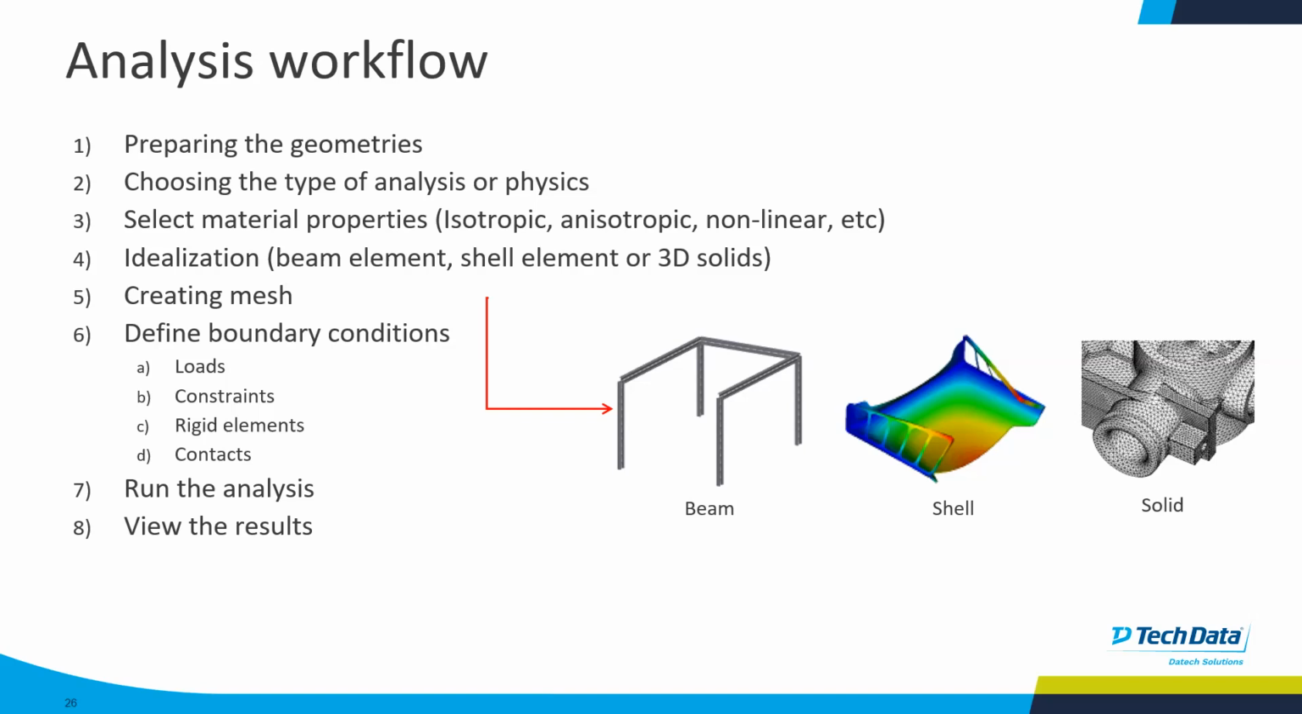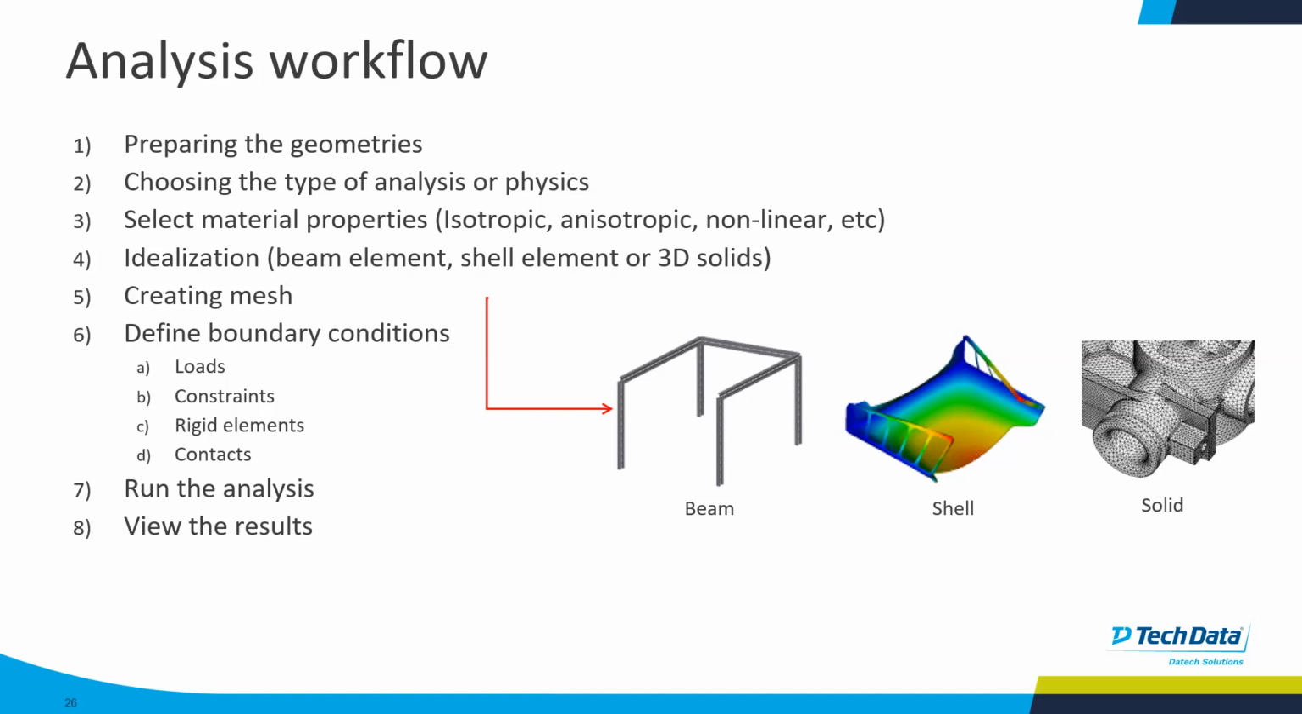Number 6, define boundary conditions. This one requires an engineer or the product owner to really understand how their product performs in real life, how they want their product to perform and how their product performs. Basically, what is the load they want to study? They want to test where the constraints of their products are, rigid elements, and also the contacts. If this product requires any contacts, things like bolts and nuts, that is considered as contact as well, fasteners. To get accurate results, you need to specify where the contacts are.